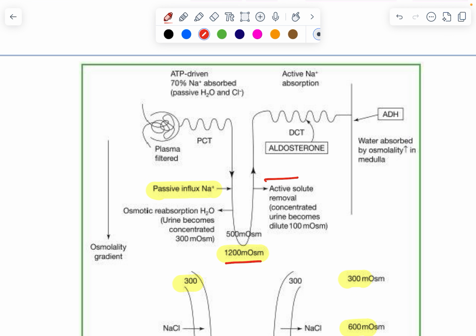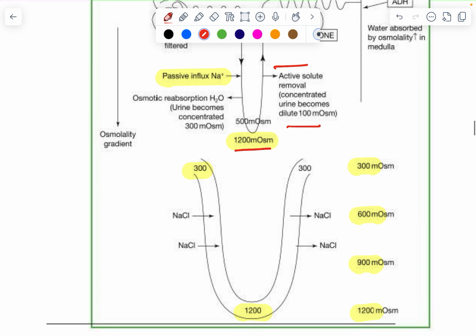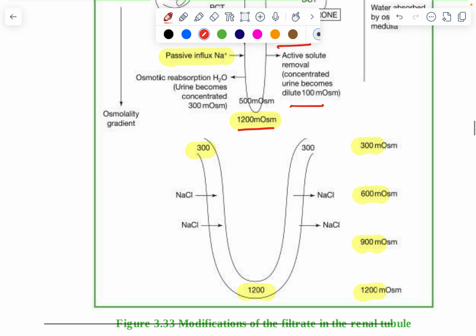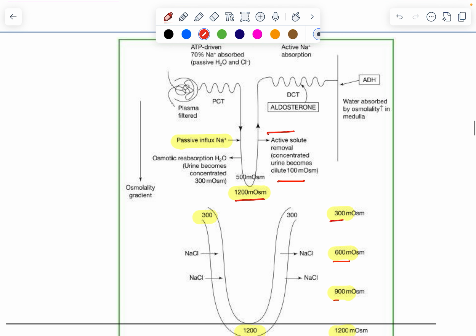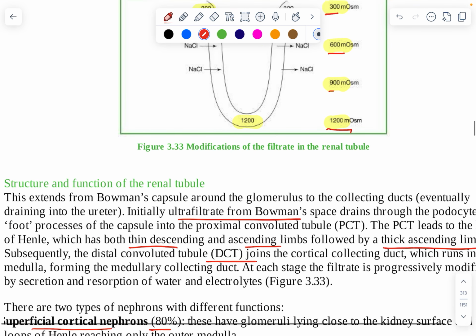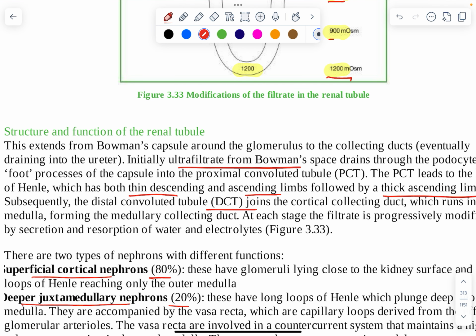Here in the ascending limb there is active solute removal, so the urine becomes dilute as it rises up. In the distal convoluted tubule, active sodium reabsorption again takes place. Water is reabsorbed by osmolality, and at the end it will be 300. So it goes 300, then again 1200, which is the countercurrent mechanism. From 300 it goes to 600, then 900, and at the bottom 1200. Whenever urine is going out, it is around 300. So this is the osmolality gradient.